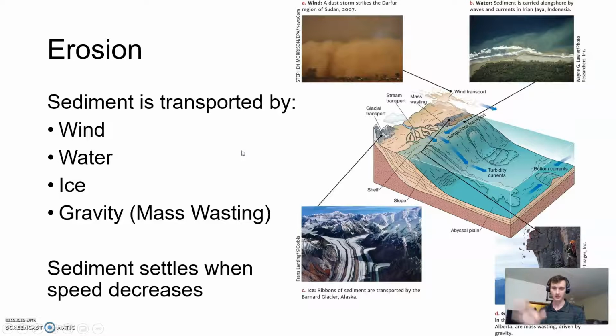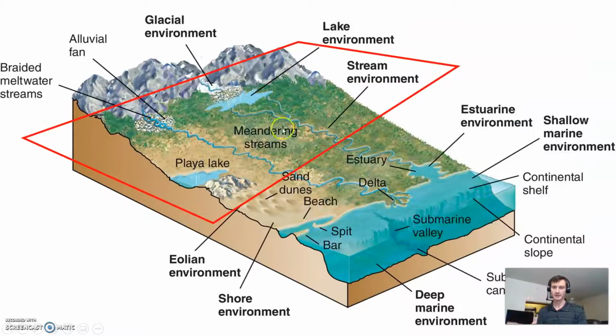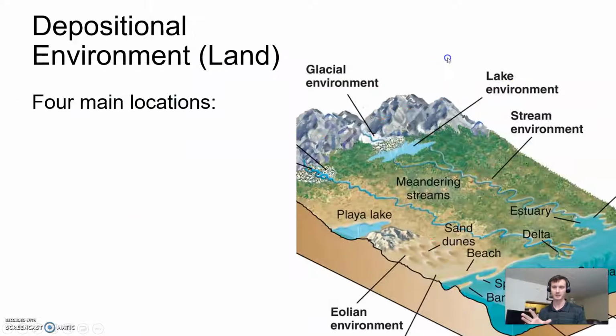Generally, the rule across all of these is that sediment is going to settle down and be deposited whenever the speed of the sediment travel decreases. Whenever it starts to slow down, it settles wherever it is. So we're going to first talk about the environments on land where you might see sediment deposited. We're also going to talk about environments in the ocean or near the ocean where you might see sediments deposited.